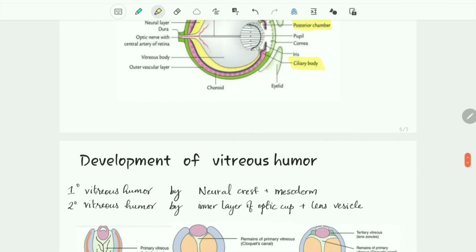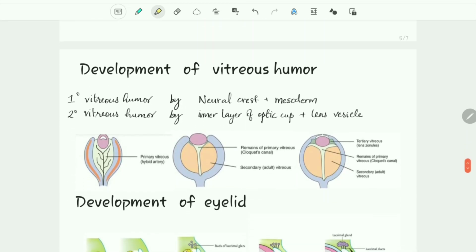Next is the development of the vitreous humor. The primary vitreous humor is formed by neural crest and the mesoderm inside the optic cup. You can see the hyaloid artery here. Later on, the primary vitreous is replaced by the gelatinous secondary vitreous derived from the inner layer of the optic cup and lens vesicle. We can also see the hyaloid artery disappears and forms the hyaloid canal.